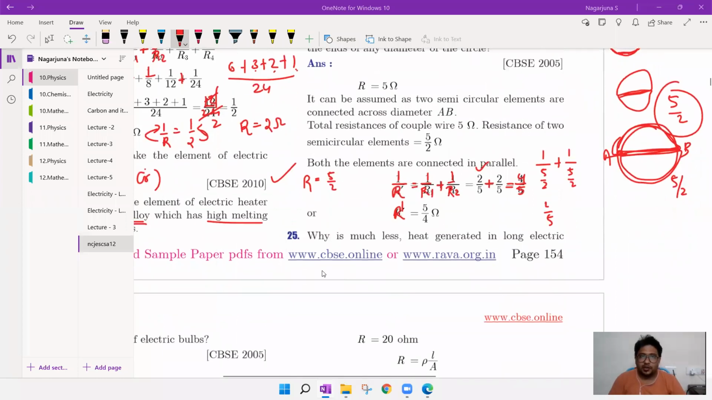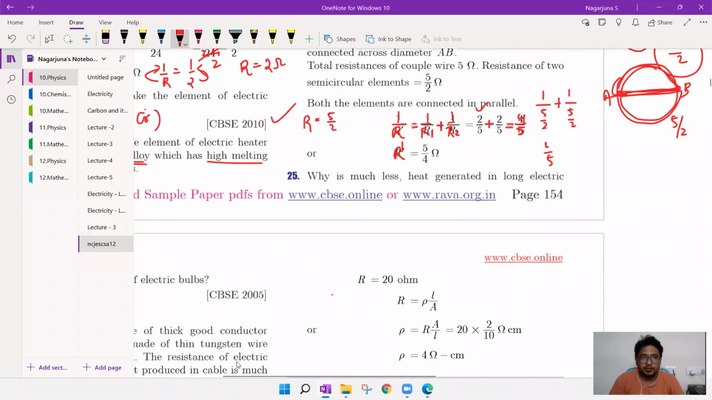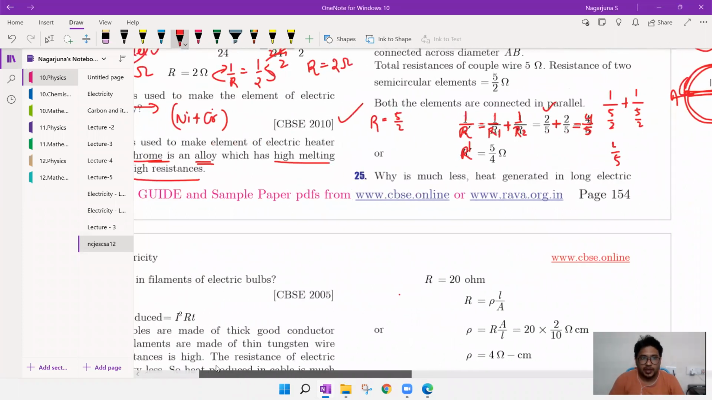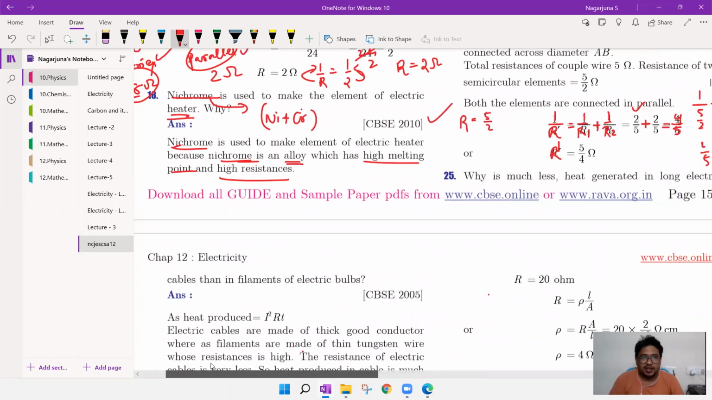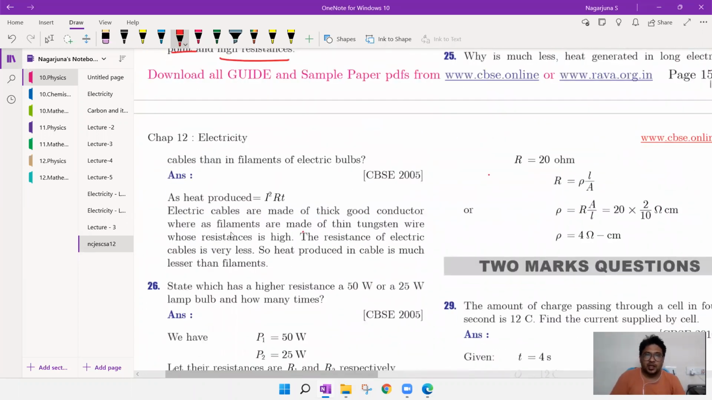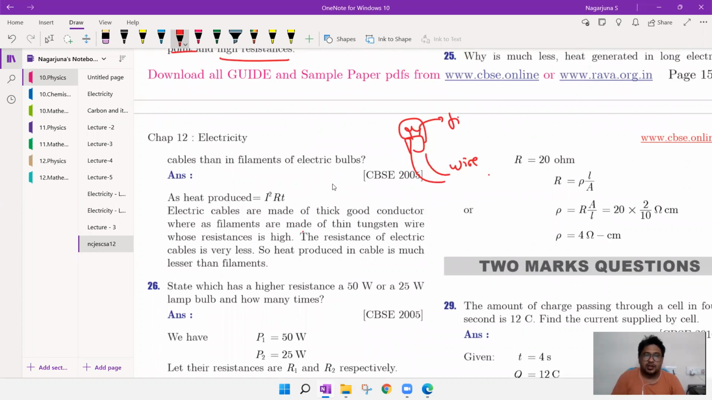Next, 25th question. Why is much less heat generated in long electric cables than in the filament of an electric bulb? You see, there is a bulb, with a filament as well as conducting wire. So in the wire less heat is generated, but in the filament high heat is generated.